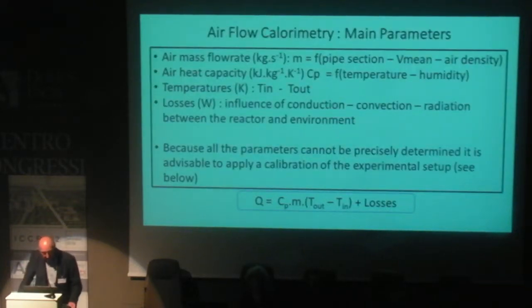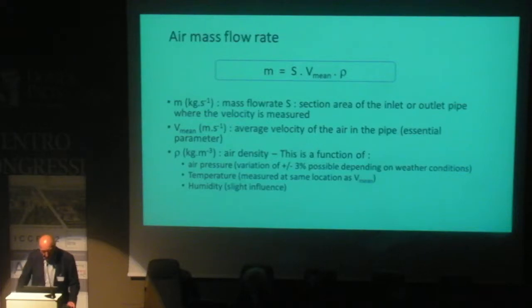So what are the main parameters? Obviously, the mass flow rate, the air heat capacity, which depends on temperature and humidity a little bit, the temperatures, of course, inlet and outlet, and the losses, which we are going to analyze together, between convection and radiation. And needless to say, because all the parameters cannot be precisely determined, it is advisable to apply calibration. But okay. Mass flow rate.